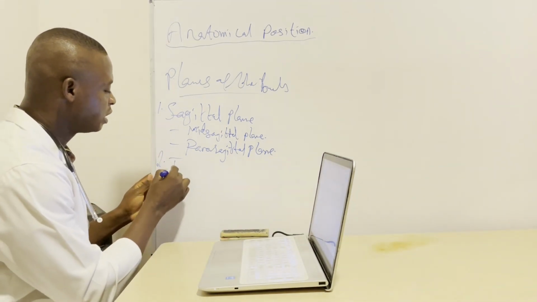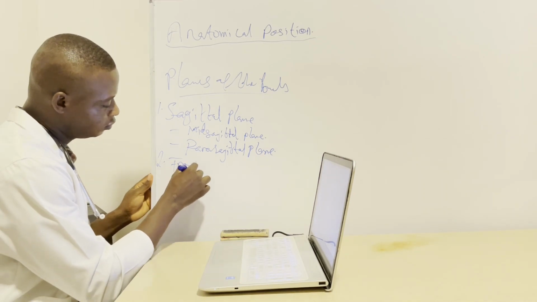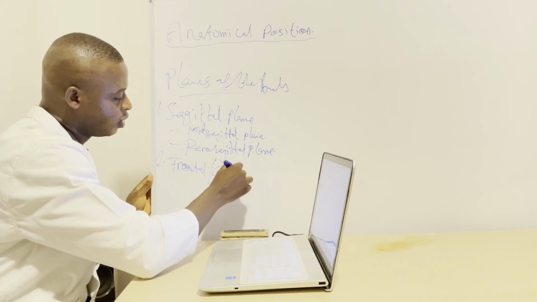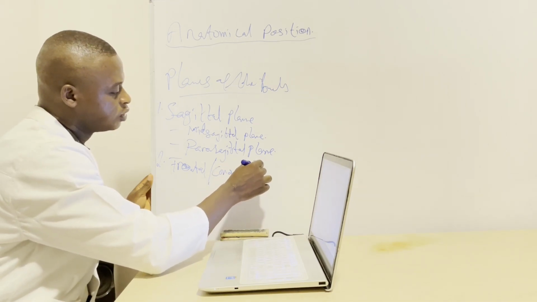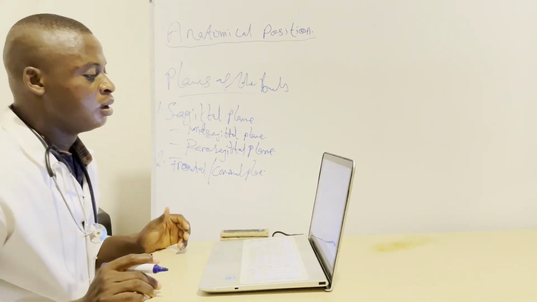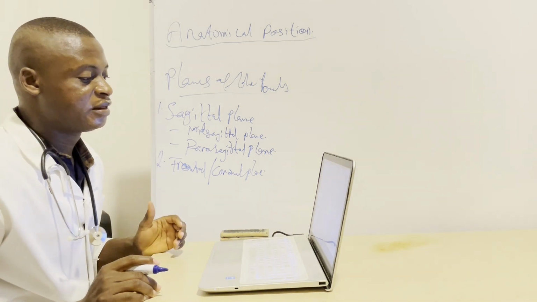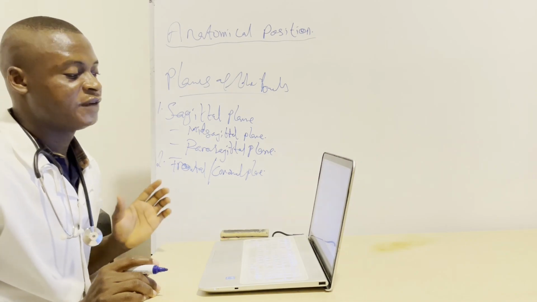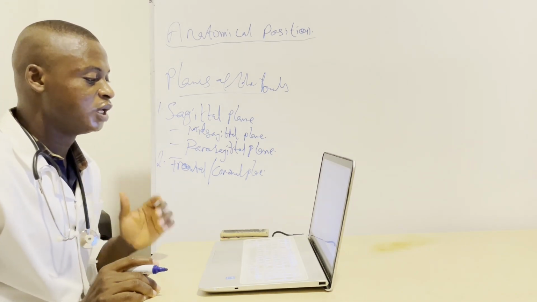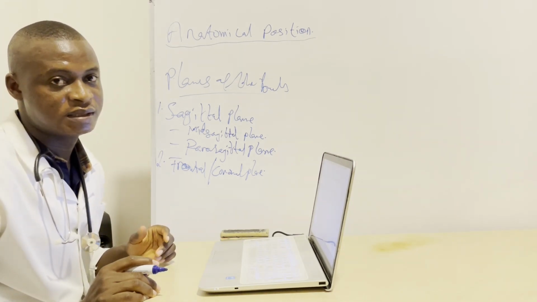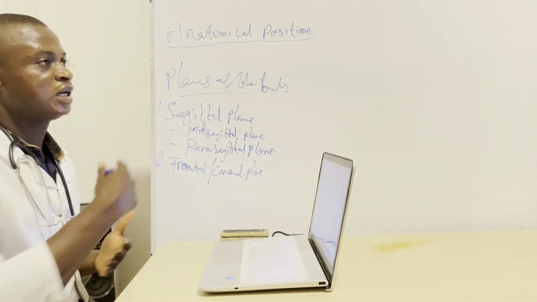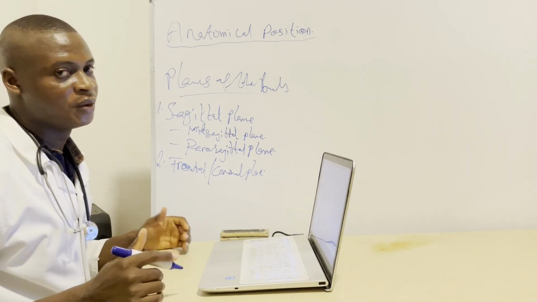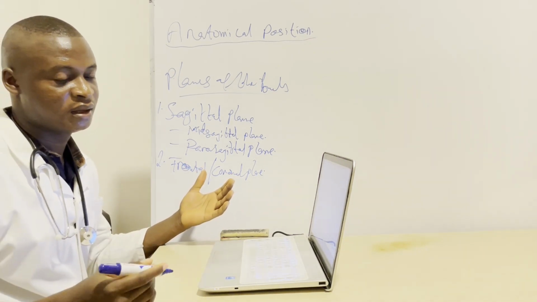Now the second one we will look at is the frontal or coronal plane. So this simply means it runs vertically through the body and divides the body into anterior and posterior surfaces. Okay, so anterior being the front side, posterior being the back. So the body can be divided from this angle, and then we get anterior and then posterior.